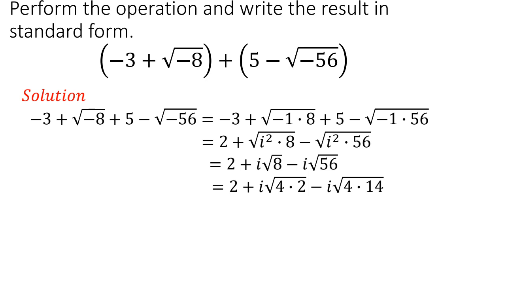And I know that the square root of 4 is 2. Same thing with the 56. I know I can simplify this by multiplying 4 times 14. And I wanted to multiply by a 4 because I know that the square root of 4 is 2. So when I do this, I have simplified this. Now, if you see here, I have 2i times the square root of 2 minus 2i times the square root of 14. This will be my answer. I cannot go any further. I cannot combine them because these are not like terms.